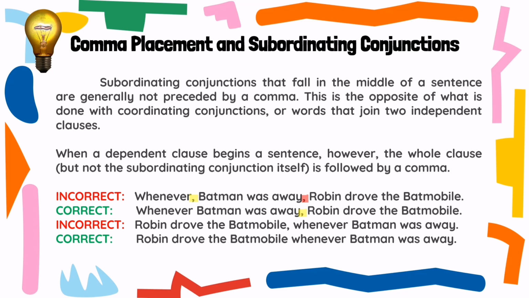Next, ito yung incorrect. Robin drove the Batmobile, whenever Batman was away. So, ang sentence naman ay nag-umpisa sa independent clause at ang ating subordinating conjunction ay nasa gitna ng sentence. So, ang rule, pag nasa gitna siya, ay hindi mo na siya lalagyan ng kuwit. So, magiging, Robin drove the Batmobile whenever Batman was away. So, ayan, ang tamang version.